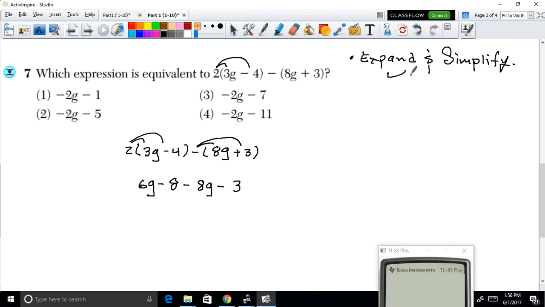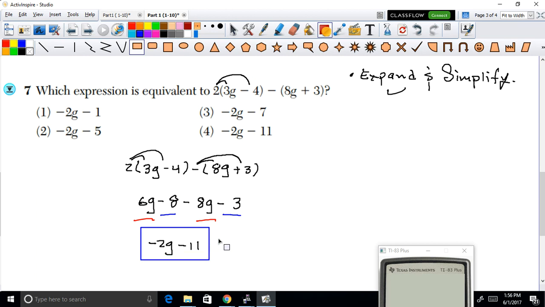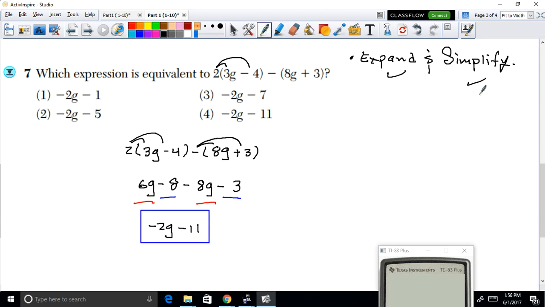So we already expanded. So now let's see if we can simplify. Look at here, we have like terms: 6g and -8g. If we combine those two, you will get -2g, and you can combine -8 and -3. You do that, you get -11. So this is what happens after you simplify. And if we look at the options that we have here, you will see that the correct option is option 4.